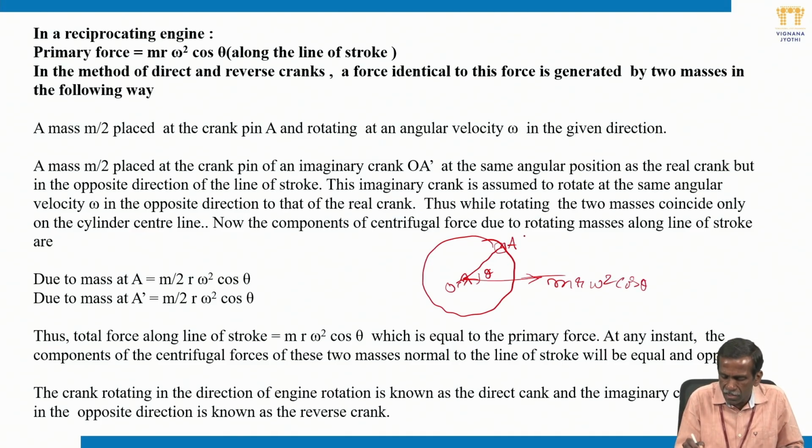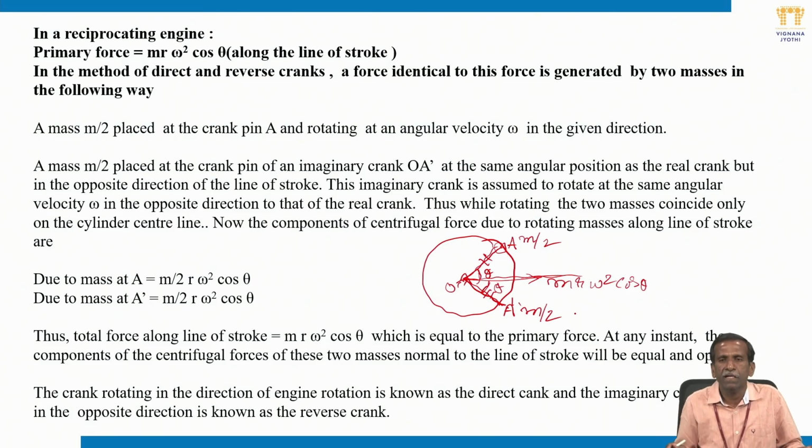So we attach a mass m by 2 at the crank pin of the crank OA, and also a mass m by 2 at the crank pin A dash of an imaginary crank OA dash. This imaginary crank is at the same angle theta from the center line, but in the opposite direction. Here too we attach a mass m by 2.